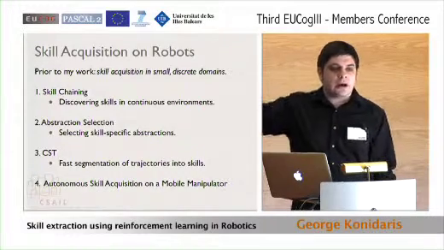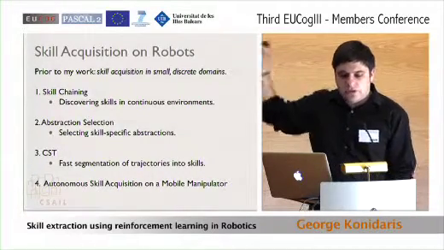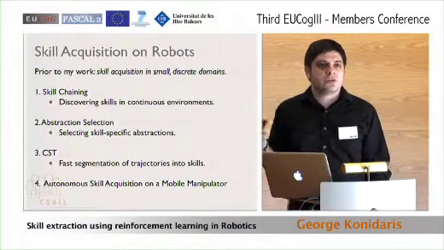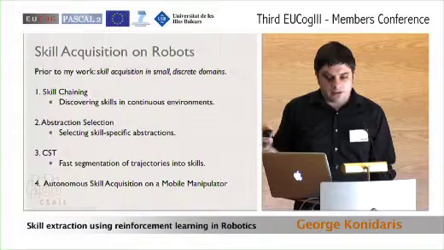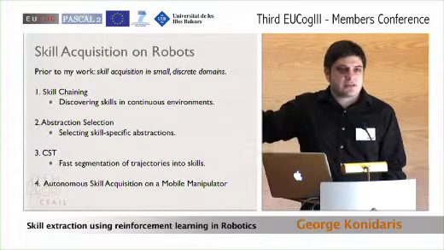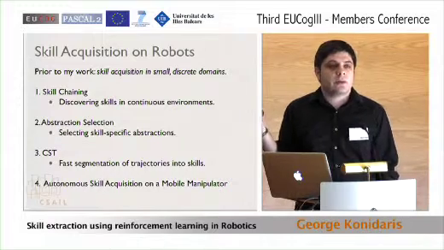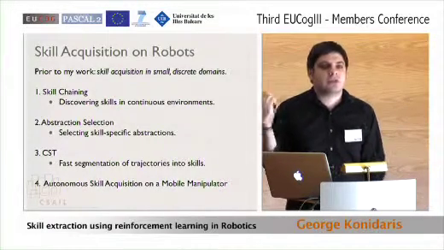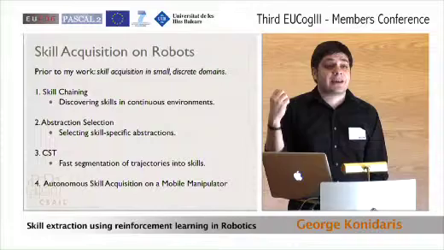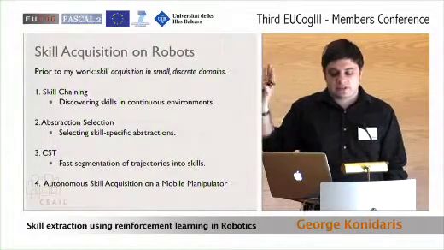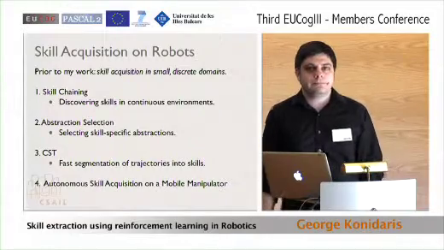So what I'm going to talk about for most of this talk is a sequence of algorithms that let us do this on robots. So the first algorithm is skill chaining. This is about discovering skills in continuous environments. The second one is abstraction selection, which is about picking out skill-specific abstractions. This is the thing that lets us scale up. Then I'll talk about a very fast way to break trajectories into skills, and then I'll show you some cool videos.